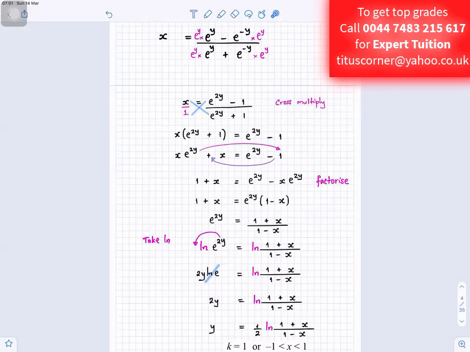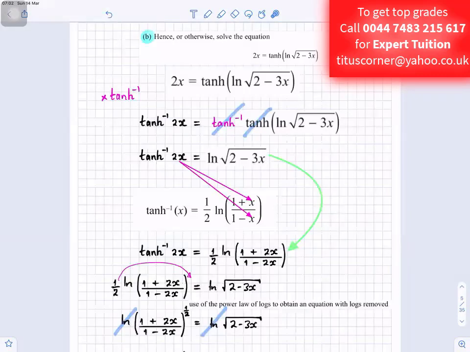And for this function to be defined, if you look at 1 plus x over 1 minus x, you cannot divide by 0. So 1 minus x cannot be 0, which means x cannot equal 1. You can say that k is 1, or you can state that minus 1 is less than x, less than 1. That's what you define as the value for k there.